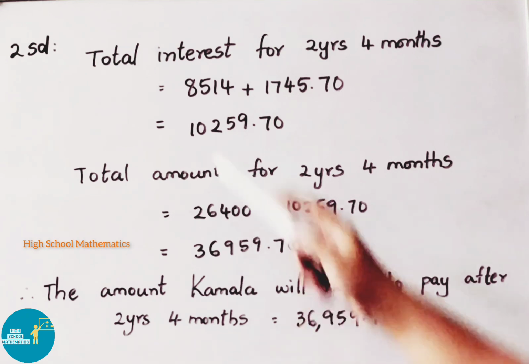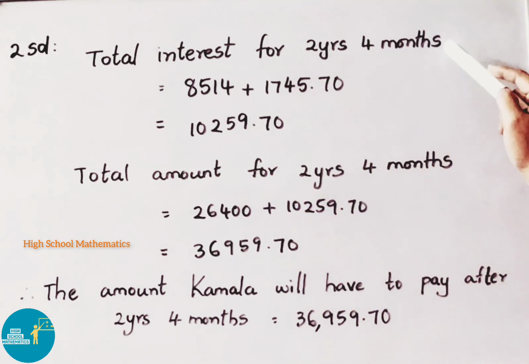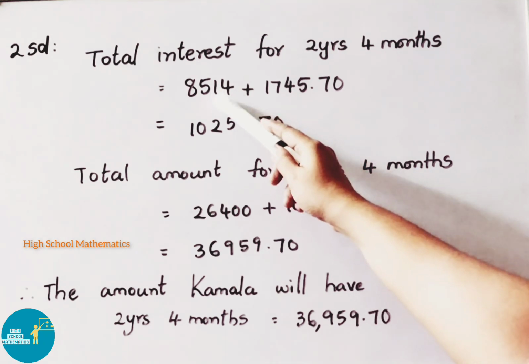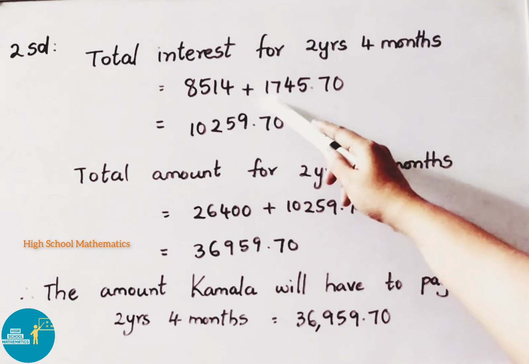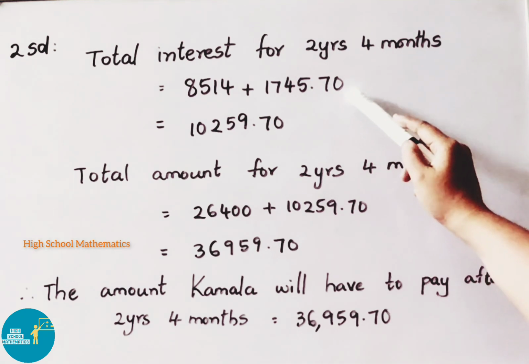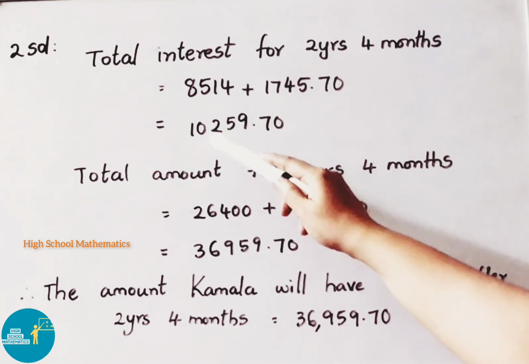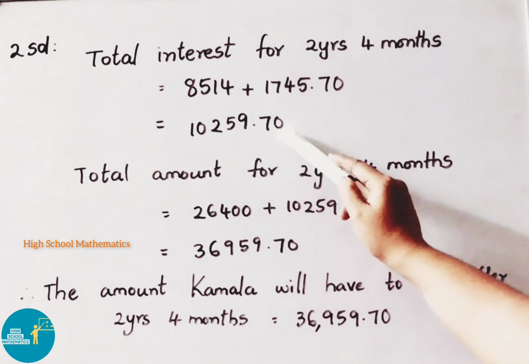Now let us find the total interest for 2 years 4 months. That is 8514 rupees, this is interest for 2 years. Next 1745 rupees 70 paise, this is interest for 4 months. On adding both, total interest we get here is 10,259 rupees 70 paise.